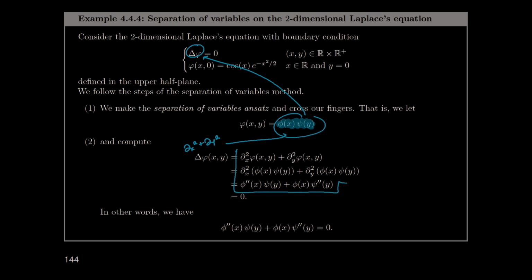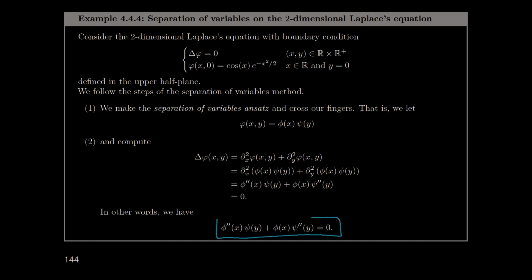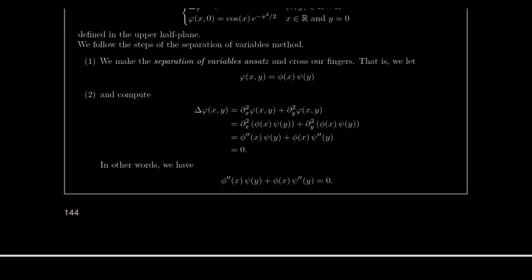And if I solve those out, we get the bottom line here. Phi double prime of x, psi of y, plus phi of x, psi double prime of y. And because it says the Laplacian is equal to 0, that whole thing's equal to 0. So in reality, what I'm looking at is this PDE. Even though it looks like an ODE, it's truly a PDE because we do have derivatives in both the x and y direction there. So that's what we have after making the separation of variables ansatz. That's what the PDE itself becomes. That PDE becomes the collection of derivatives below.